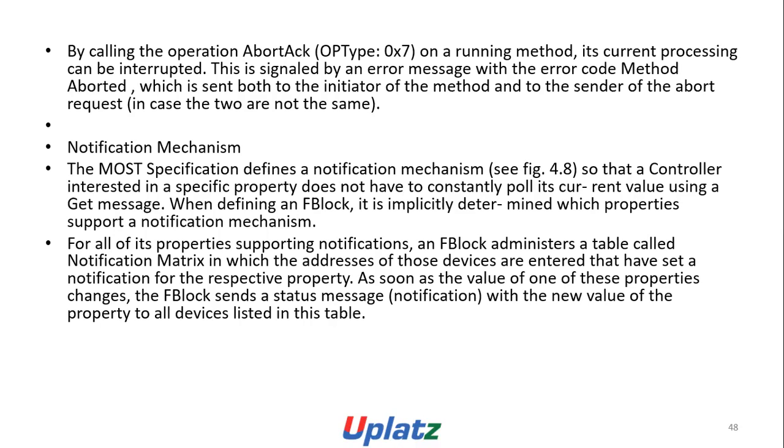And the Fblock administers a table called notification matrix, in which the addresses of those devices are entered that have set a notification for the respective property. As soon as the value of one of these properties changes, the Fblock sends a status message notification with the new value of the property to all devices listed in this table.